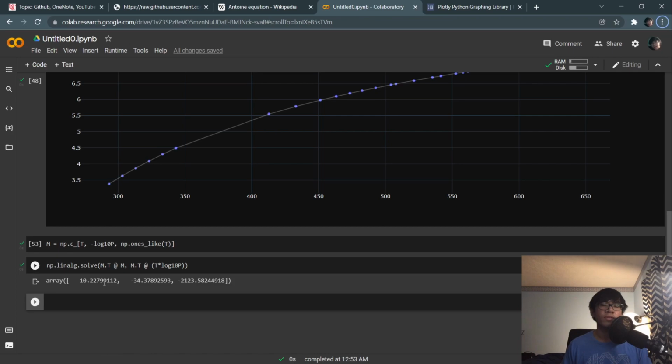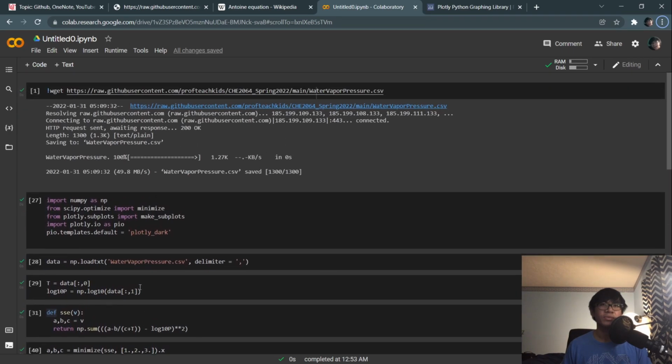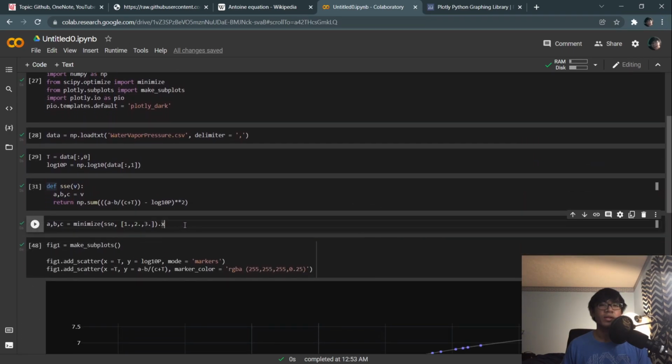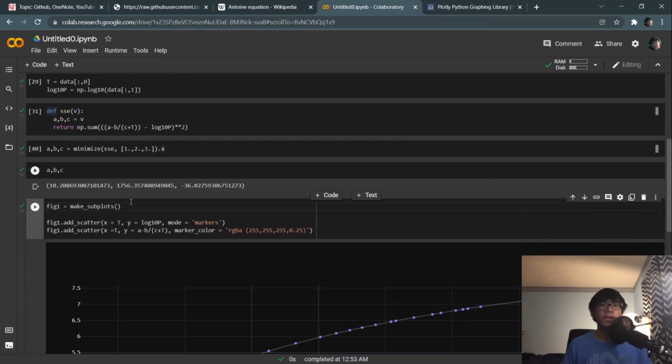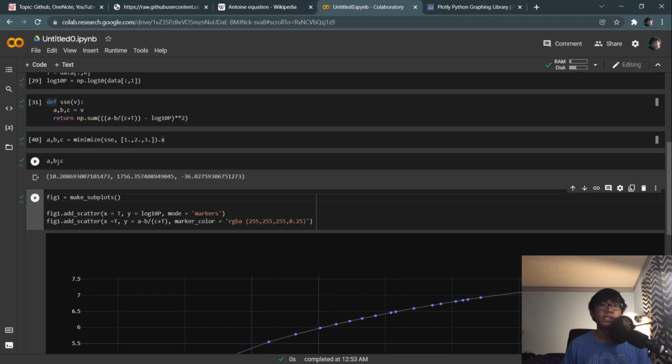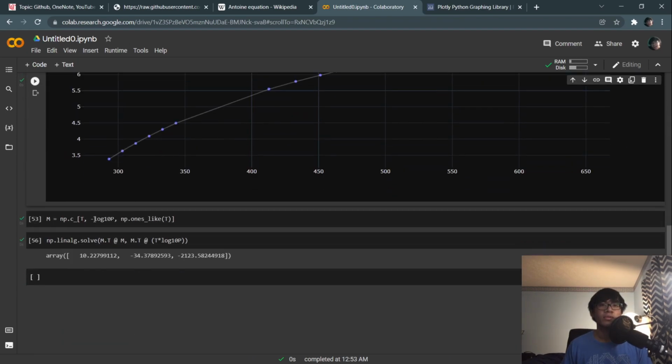So we have A, C, and D. We know A and C should be pretty close to what we had earlier. I wonder if I can just print. Let's go ahead and see what they were. So we had 10, 1756 is B, negative 36. So we want A and C, 10, negative 36, 10, negative 34, pretty close with linear. So this is our D value, ACD.